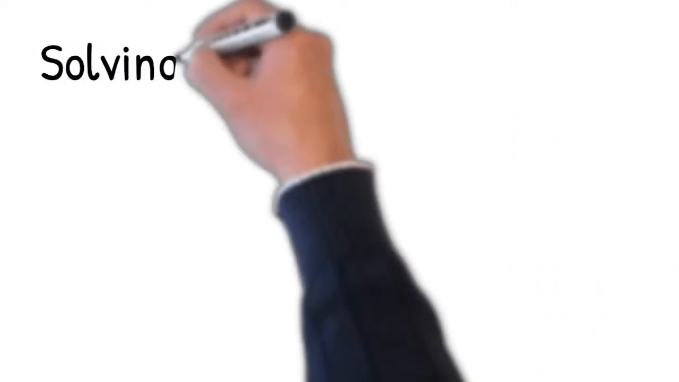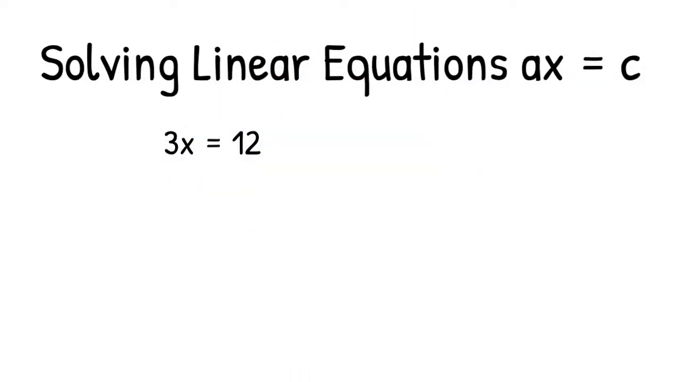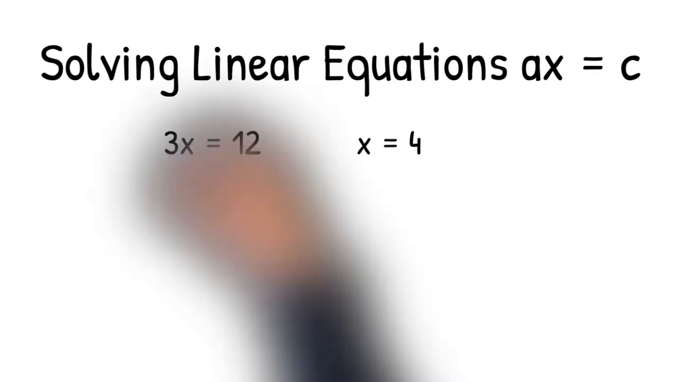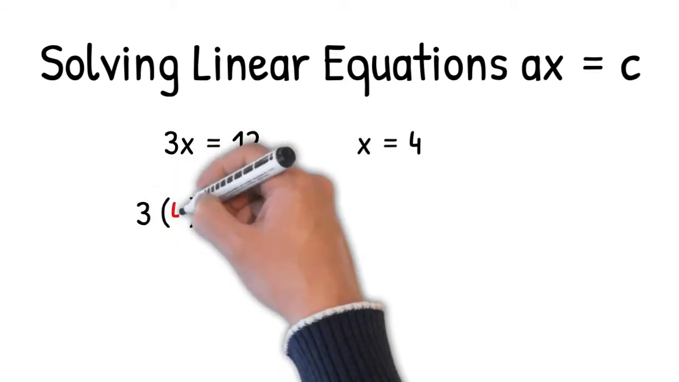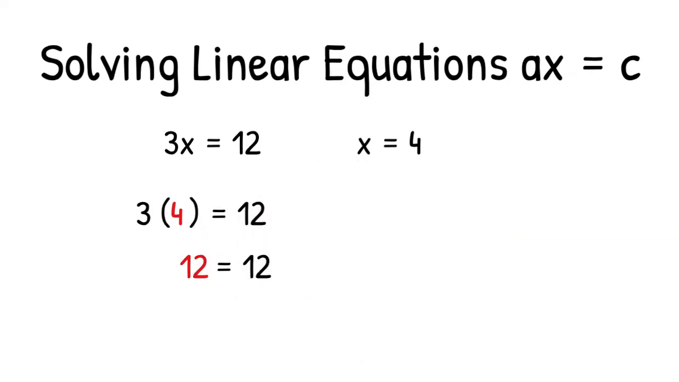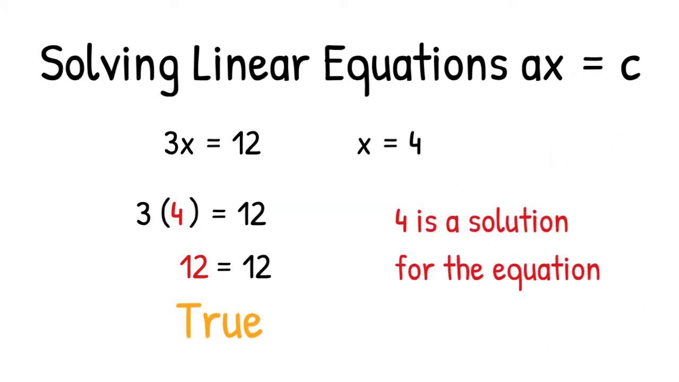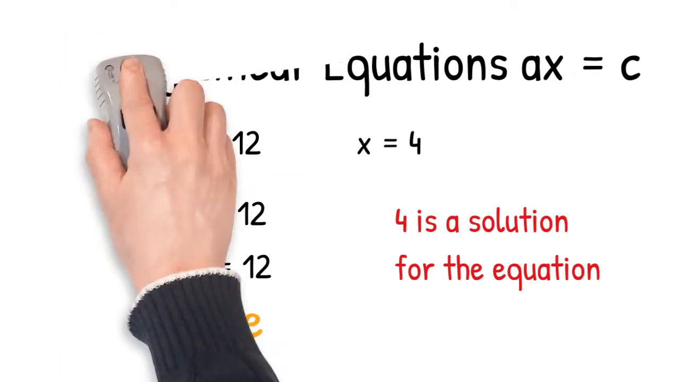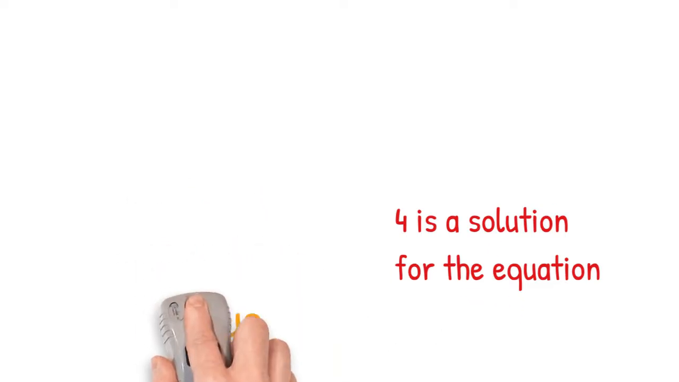Let's look at an example of one of these equations, like 3x equals 12. Hopefully, you can look at this and say, if x is equal to 4, then the equation would be true. Substitute in 4 in place of x. Do the math. 3 times 4 is 12. So 12 is equal to 12, which is true. Therefore, 4 is a solution for the equation. This was a rather simple equation, but if it were more difficult, it would be nice to have a process for solving for the x rather than just relying on our knowledge of multiplication tables or by guessing.